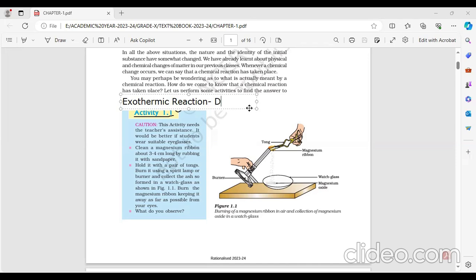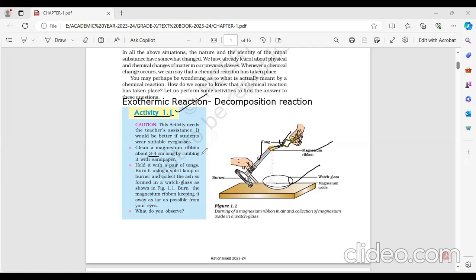Decomposition reaction. Okay. And what are the materials required for this activity? Magnesium ribbon, tongs, burner, watch glass, and also sandpaper. So first what we need to do is take a sandpaper and rub the magnesium ribbon.